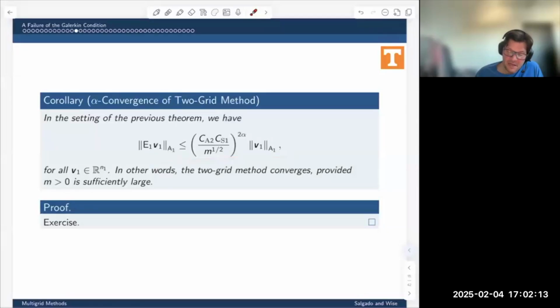So the constant is the same. The constant is the same. The square that was here goes away, and this is like something with the square that could go away. And so finally, I can just get this result. The proof is an exercise.